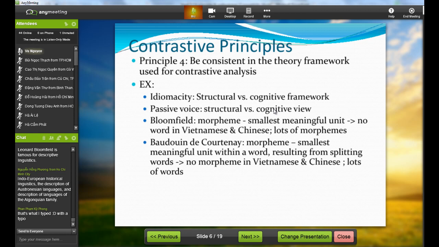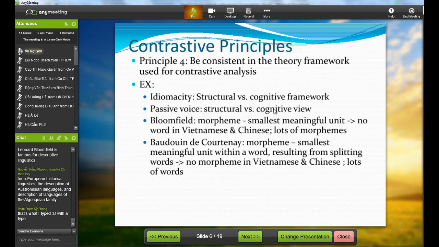So according to Bloomfield, a morpheme is the smallest meaningful unit of the language. So if you can find a unit in a language that is no longer splittable and it has meaning, then it is a morpheme.